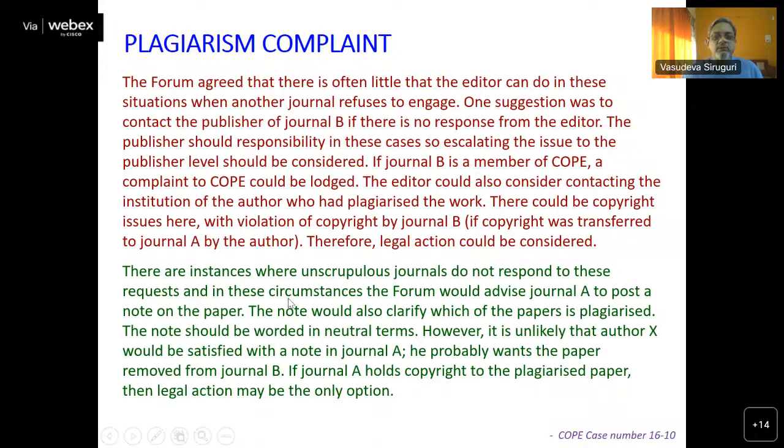And then the forum would advise journal A to post a note on the paper, and it should also clarify which of the papers plagiarized, and it should be worded in neutral terms. But of course, this author is not going to be satisfied with just a note. He wants the paper to be removed from that other journal. But the only way that can happen is if journal A is interested and holds the copyright, then they can take legal action, which very rarely happens.